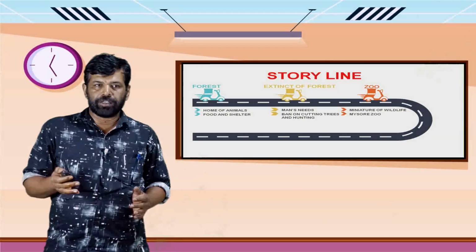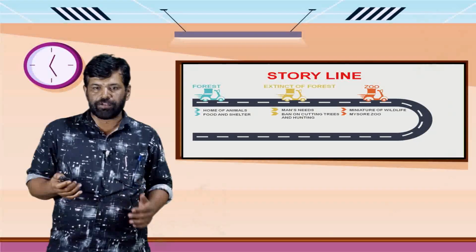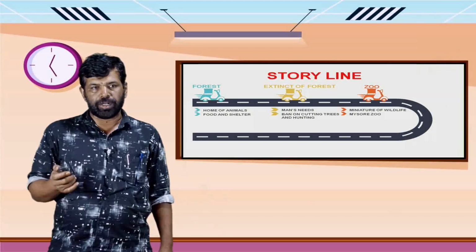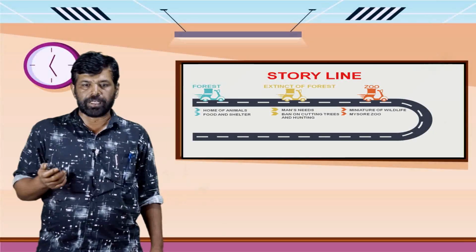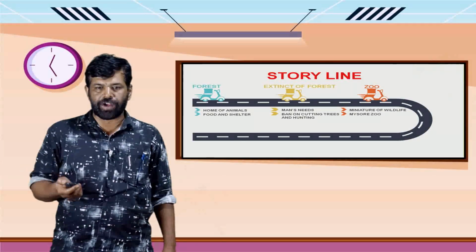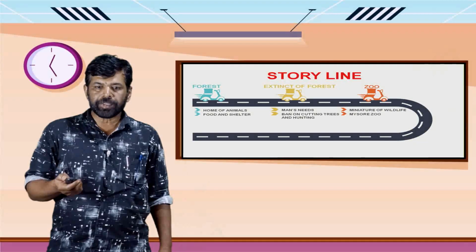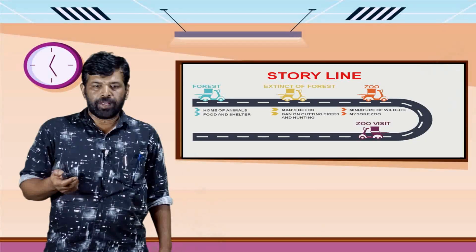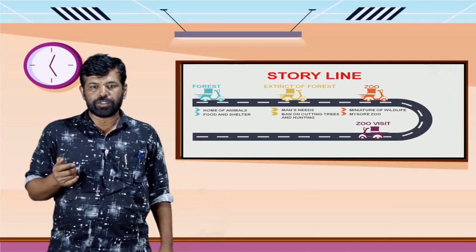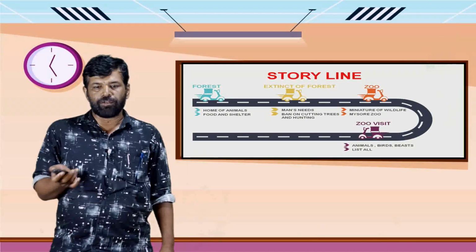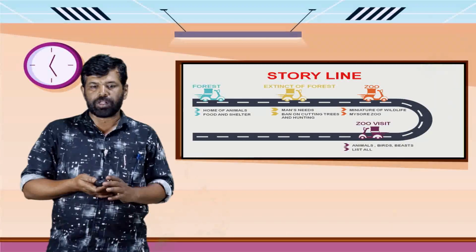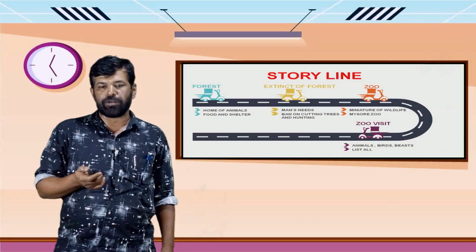So zoo is nothing but a miniature of wildlife. For example, you can name many. One of the most important in Karnataka is Mysore Zoo, where you can find many of the animals. So have you ever been to a zoo? As you might have been, what all the things can you see there? What all the animals, birds, bees, and many more.